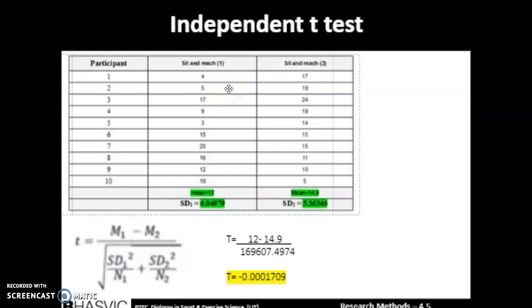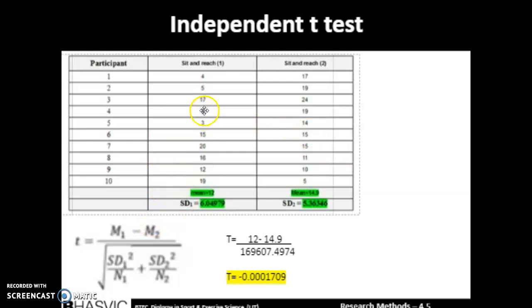Moving on to the independent t-test. So we've got 10 participants here, and their sit and reach scores 1 and their sit and reach scores 2. So this is when it's parametric data and two separate groups. Sorry, my mind went blank.